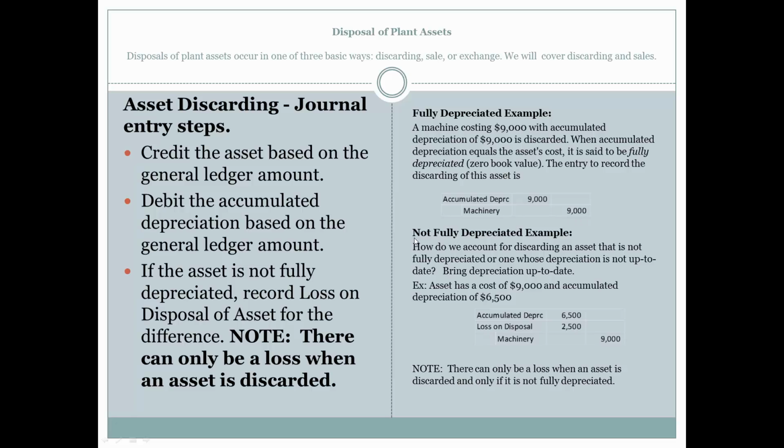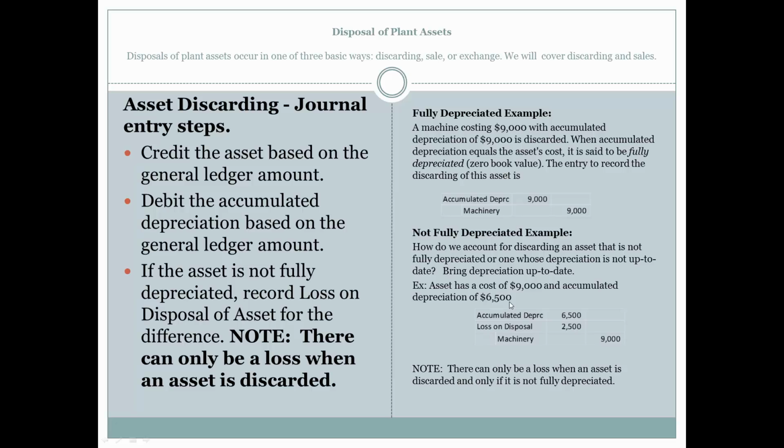Now let's look at the second example, when it's not fully depreciated. How do we account for discarding an asset that is not fully depreciated, or one whose depreciation is not up to date? Well, first of all, we will want to bring the depreciation up to date. And once it is, we will want to look at what the journal entry will be once we're ready to discard the asset.